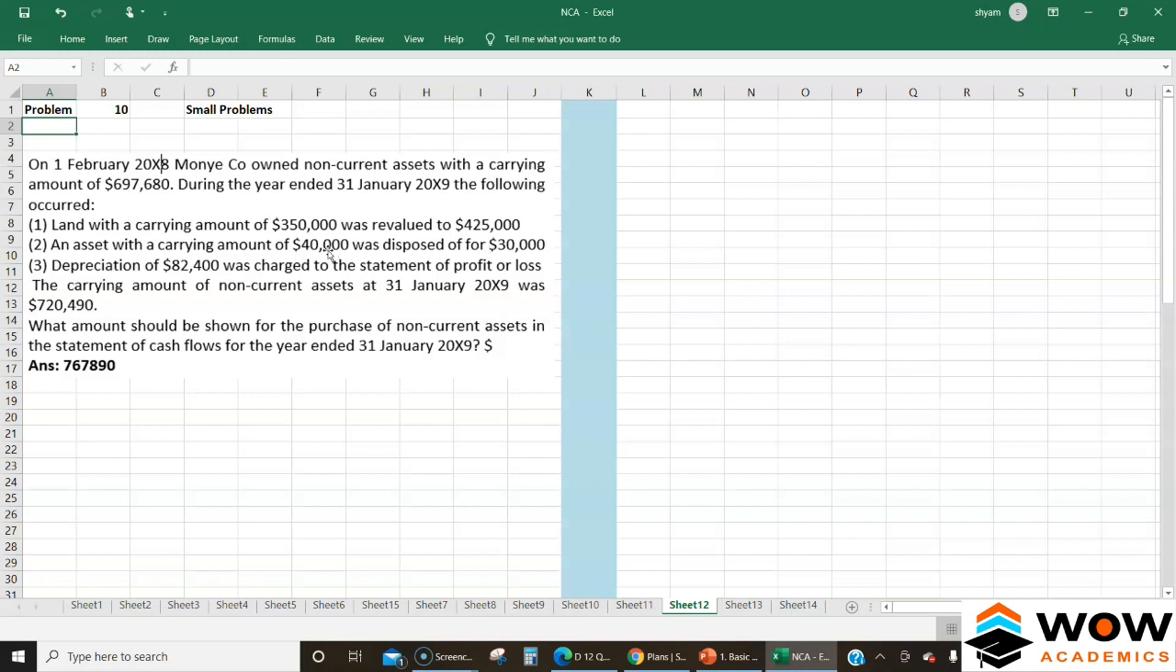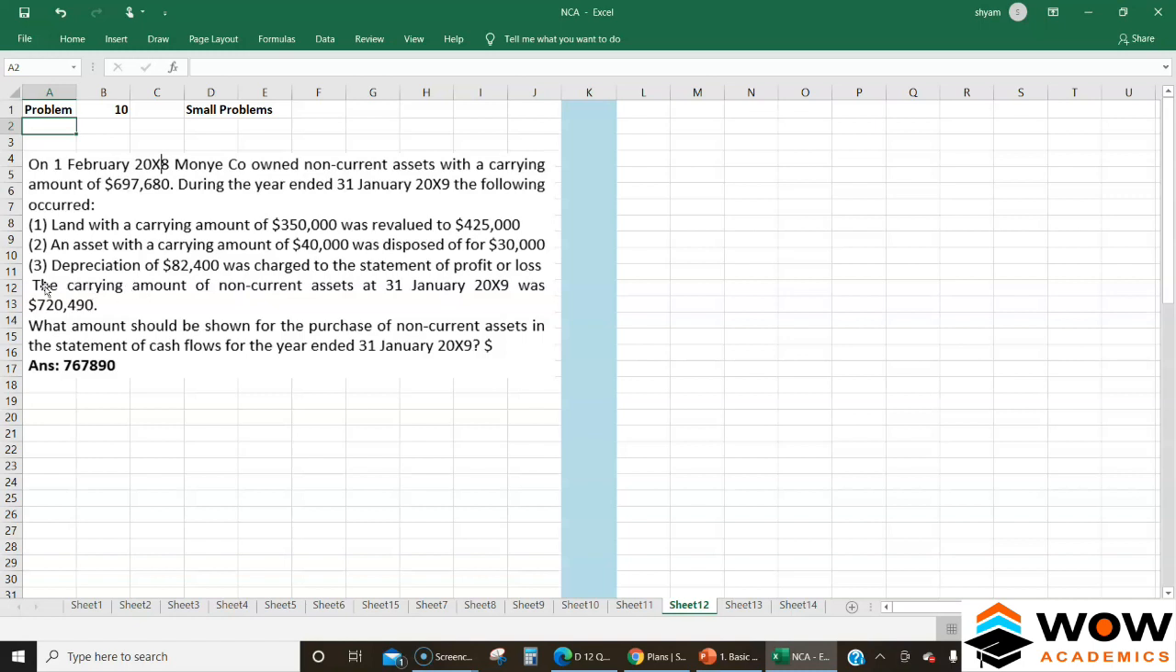Okay, we are not worried about at what price it was sold. We are bothered about how much of the carrying value has gone out or increased. So 40,000 is gone. Depreciation of 82,400 was charged to the SOPL. So that we have to deduct.